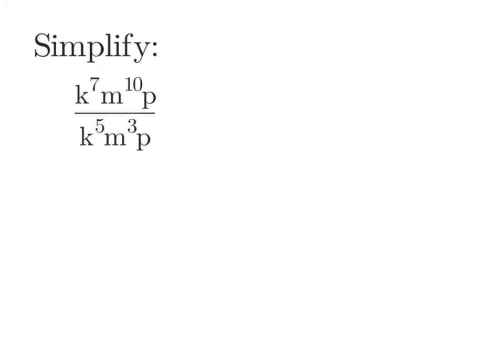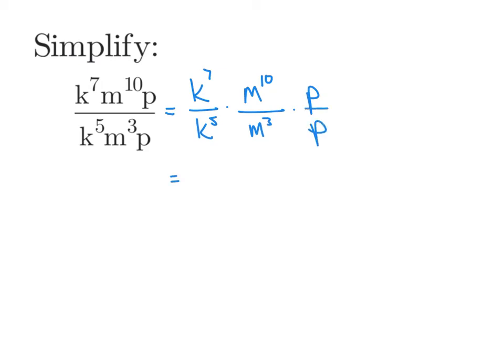Let's try one more. If we have k to the 7th, m to the 10th, p, divided by k to the 5th, m to the 3rd, p, split them up into each of their own fractions: k to the 7th over k to the 5th, and m to the 10th over m to the 3rd, and p over p.